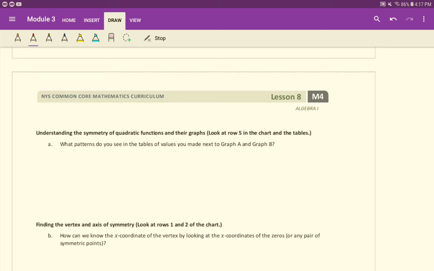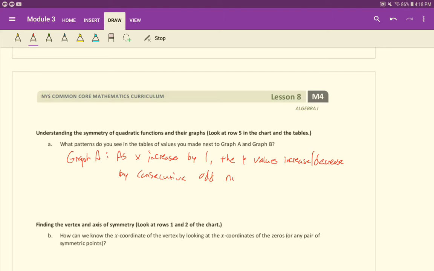So, in graph A, as x increases by 1, the y values increase or decrease, it depends, right, if they're adding or subtracting, by consecutive odd numbers. And actually this is also true for graph B, so I'm not even going to write something different here. It's really for graph A and B. There we go. Okay.